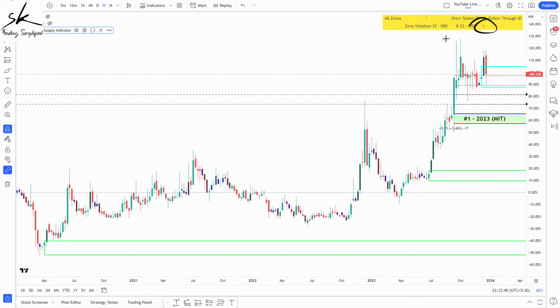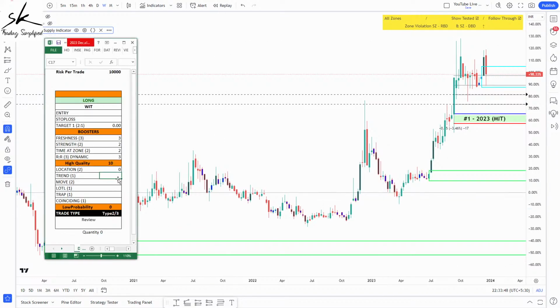So that is why the indicator is automatically doing the zone violation analysis and telling us that we are in an uptrend. Since we are in an uptrend, the trend is supporting us, but the location is not supporting us. That is why we cannot give it the highest score, which is a score of 1. We'll give it a score of 0.5.